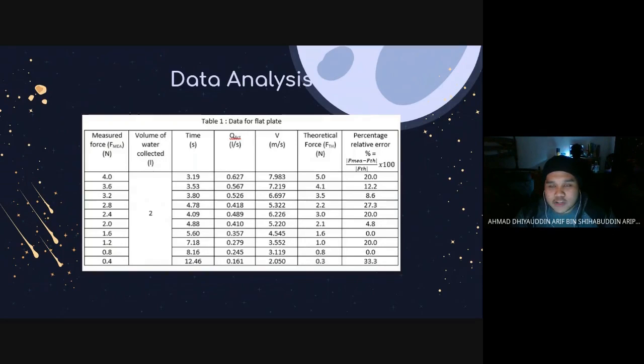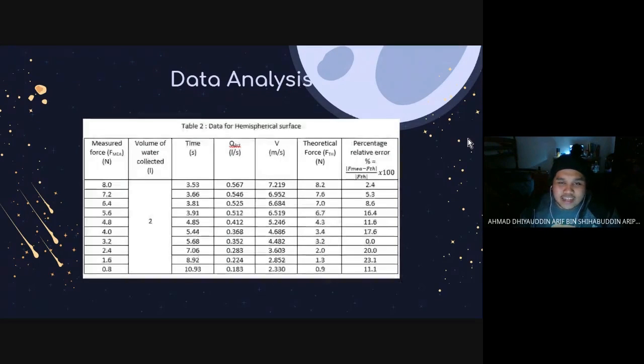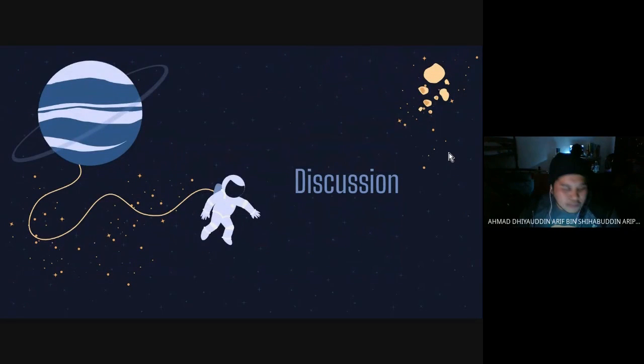Next is percentage relative error, which is calculated by the mean minus the theoretical, over theoretical, times 100. This is the data for flat plate, and this is for the hemispherical surface. Now I pass on for the discussion part one.